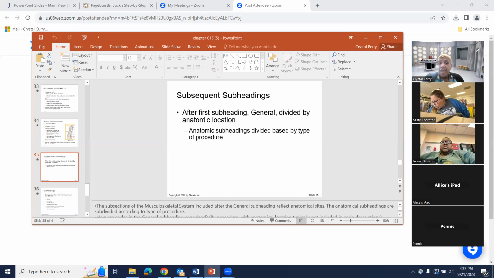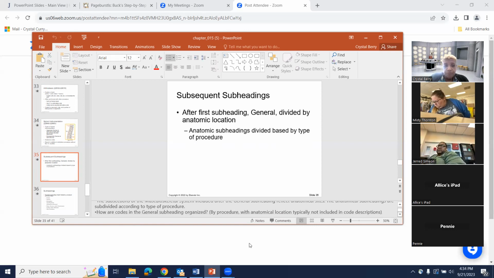Subsequent subheadings: after the first subheading, general, divided by anatomic location. Anatomic subheadings divided based on type of procedure. The subsections of the musculoskeletal system included after the general subheading reflect anatomical sites. The anatomical subheadings are subdivided according to the type of procedures. How are codes in the general subheading organized? It tells you by procedure, with anatomical location typically not included in the code description.